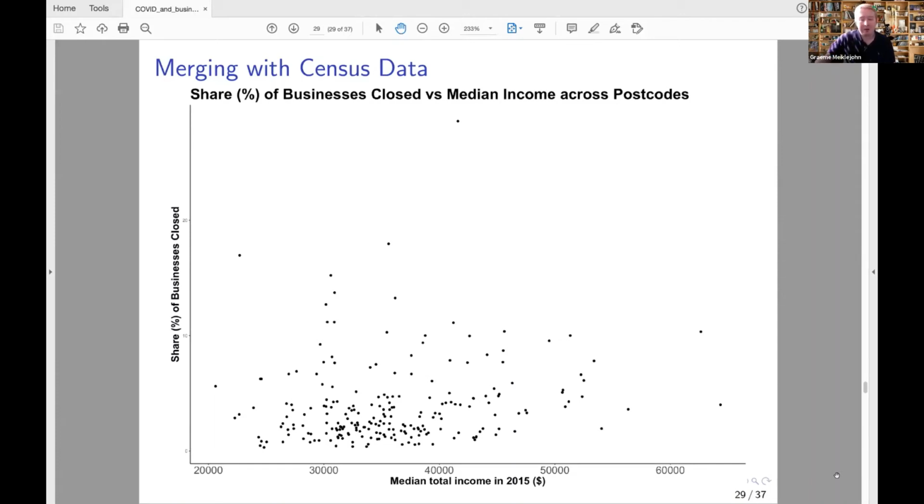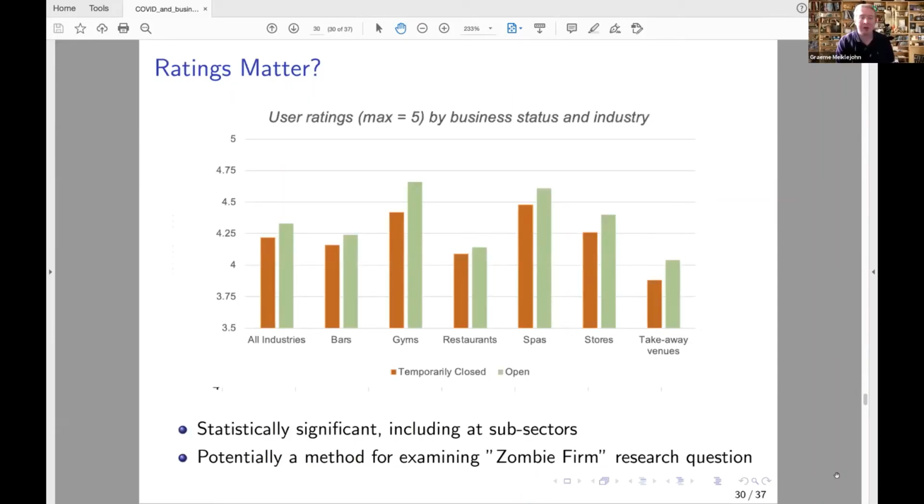And then a final thing that we thought was quite interesting was the relationship between user ratings on Google Maps and the share of businesses closed, or whether a business was flagged as being temporarily closed or whether it was still operating.